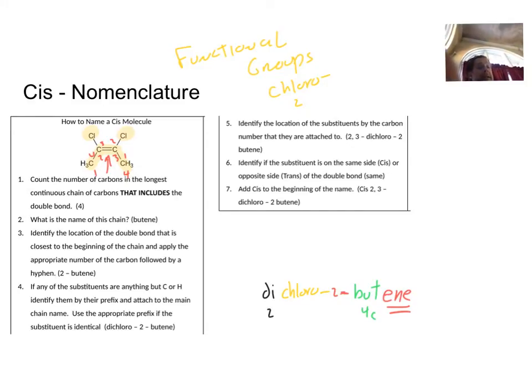There is a lot of redundancy in organic chemistry. And because we have to tell the world where they're located on the chain, we're going to say it is a 2,3-dichloro-2-butene. Now the last thing that we have to go ahead and add is we have to identify whether it's cis or trans, and because they appear to be on the same side of the double bond, we're going to call it cis-2,3-dichloro-2-butene.